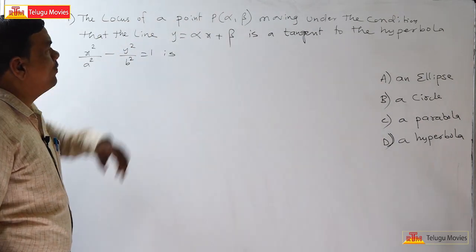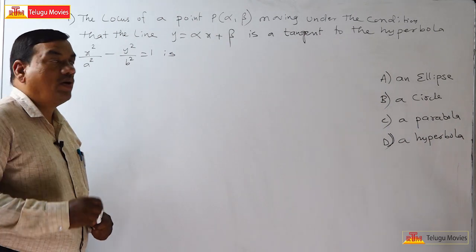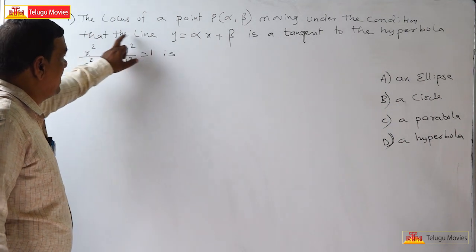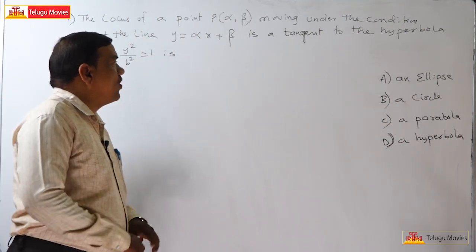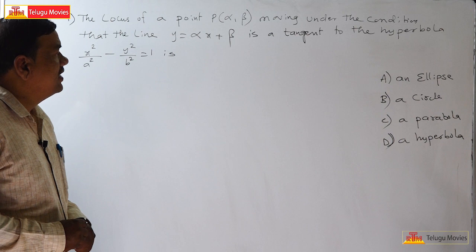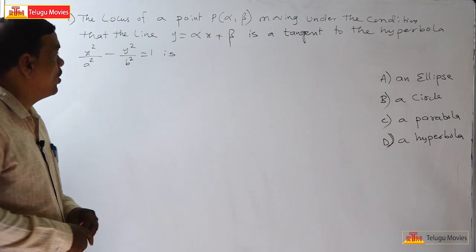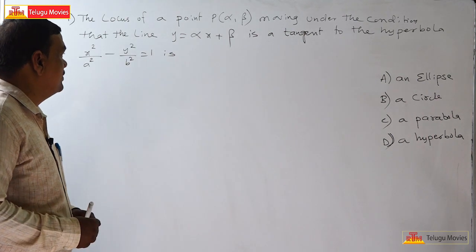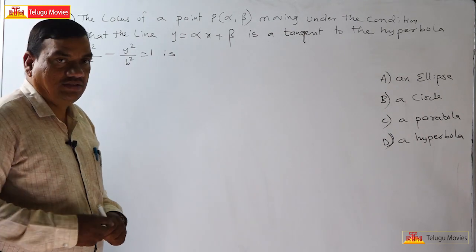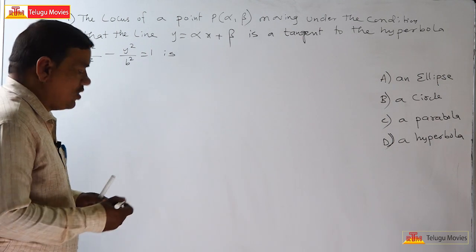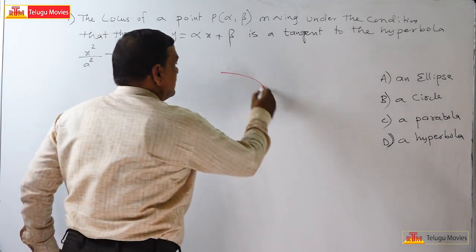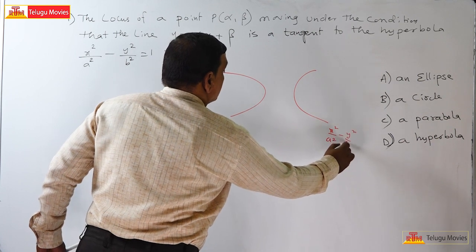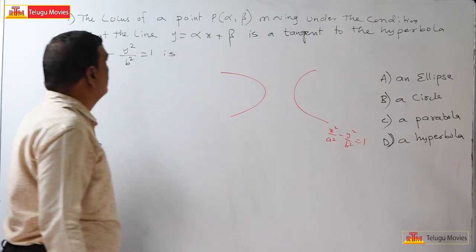The locus of a point P(alpha, beta) moving under the condition that the line y = alpha x + beta is a tangent to the hyperbola x square by a square minus y square by b square is equal to 1 is. So, first of all, a hyperbola is given. Its equation is x square by a square minus y square by b square is equal to 1.